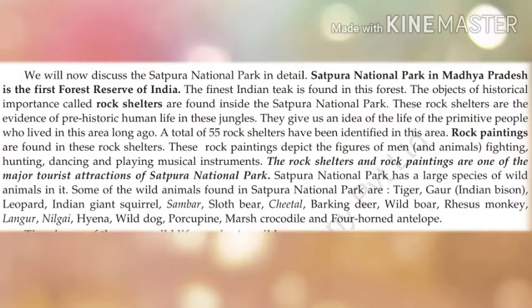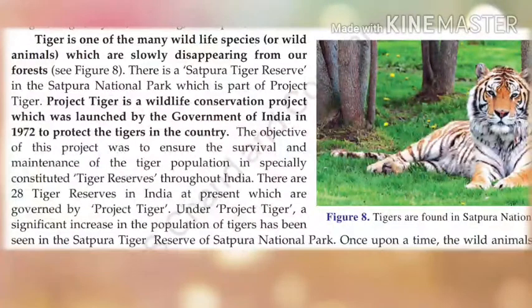Understand? And many wild animals are found in Satpura National Park. Some of them are tiger, gaur, that is Indian bison, Indian giant squirrel, sambar, marsh crocodile, and four-horned antelope. Dear children, we all know that tiger is one of the many wildlife species which are slowly disappearing from our forests.